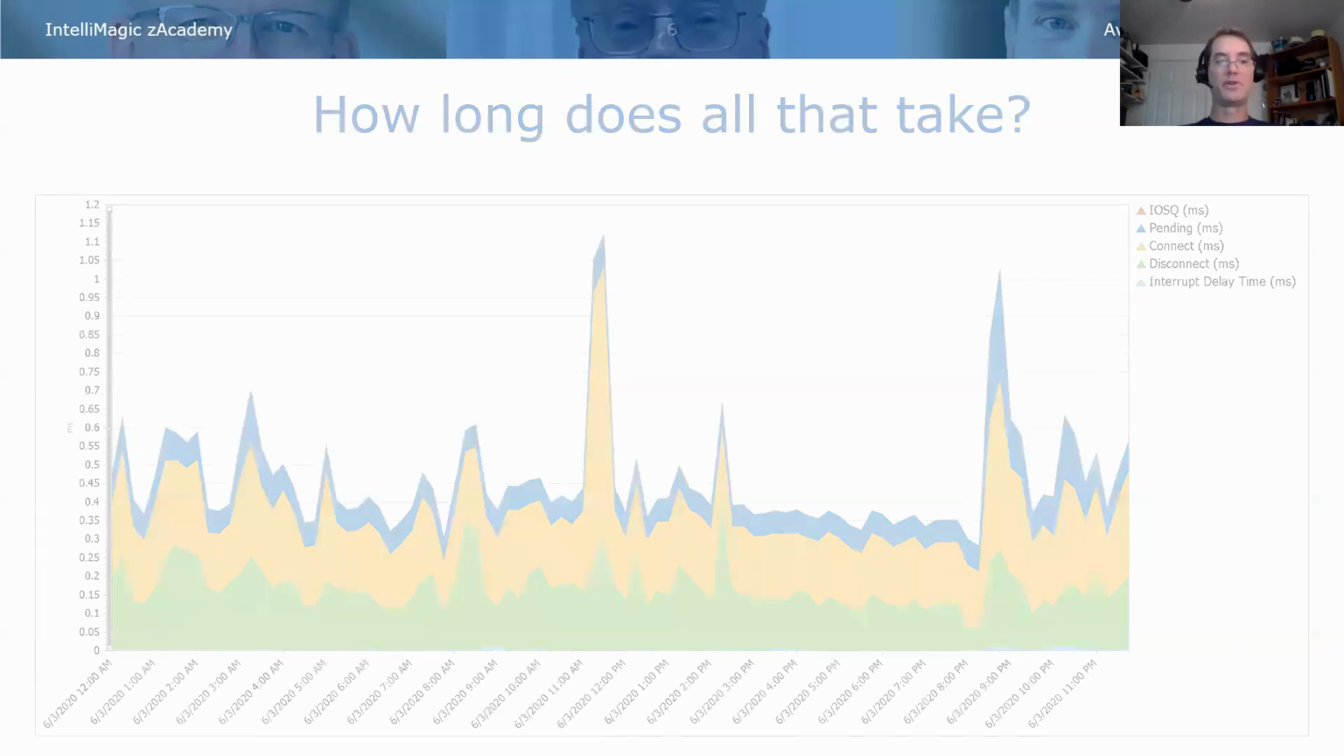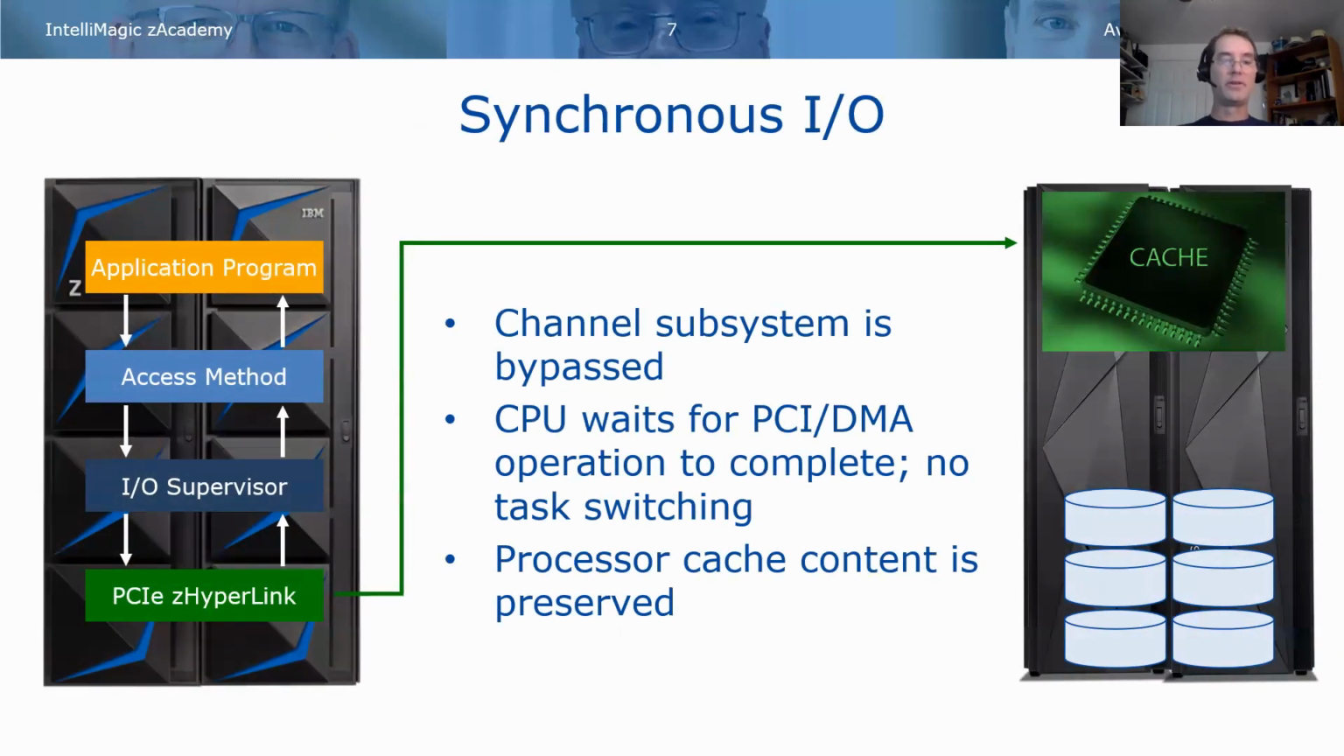Okay, let's switch gears a little bit and talk about synchronous IO, or in our case, specifically zHyperlink. So again, your high level process starts the same way. The application program will ask to do a read or write, hand that off to the access method, the IO supervisor. Now there's a component in here, an IO driver called Media Manager. And Media Manager is going to look at your IO and essentially say, are you eligible to use zHyperlink, this new technology? And we'll talk about eligibility, there's a number of pieces. We've got a slide on that coming up.